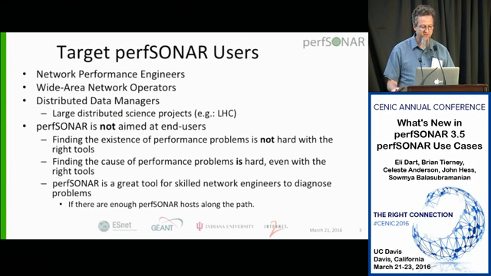So who's perfSONAR targeted at? Fundamentally, it's targeted at network performance engineers, people whose job it is to make sure their networks go fast, wide area network operators such as Cenic, such as ESnet, to help make sure that the network is performing as expected. And then it's also targeted at distributed data managers, big science projects, things like the telescope in Chile that Larry mentioned, where there are people in charge of moving data around. LHC is another classic example of that.